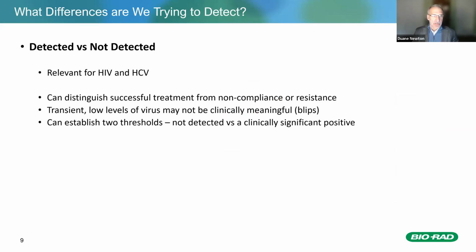Another approach that can be taken is just looking at detected versus not detected. So it's not a quantitative difference, it's a qualitative difference. And this is really relevant for HIV and HCV because for these viral load assays, not only has therapy improved for both of these infections, but the analytical performance of the assays that are available has really improved. And we can detect very low levels of these viruses. So detection versus non-detection can help distinguish successful treatment from non-compliance or resistance. But we have to remember that, especially for HIV, transient low levels of virus may occur. Those are referred to as blips, and they may not be clinically significant and need to be confirmed. So we can establish potentially two thresholds, detected or non-detected versus a relevant change or relative change over time.